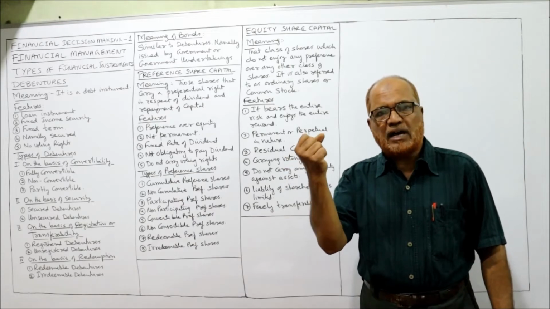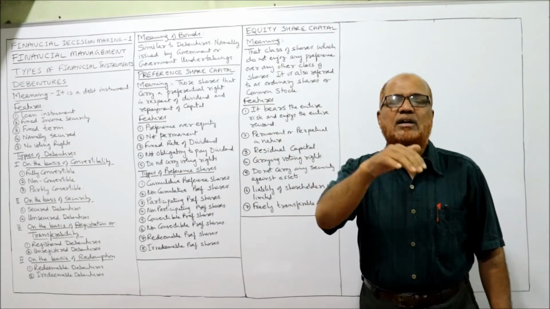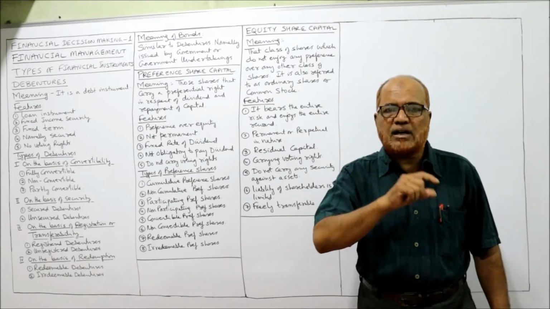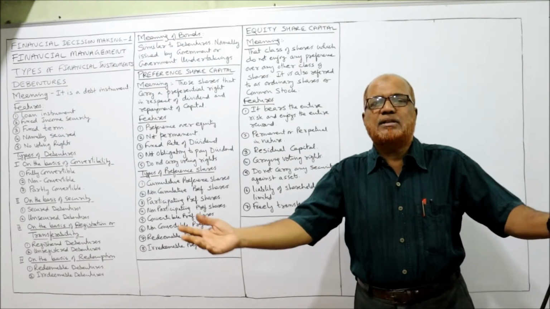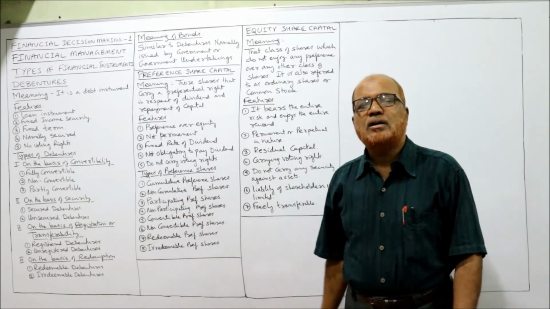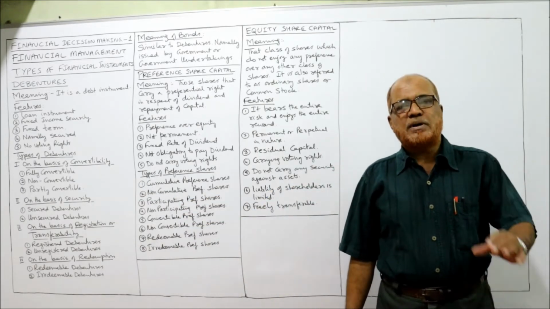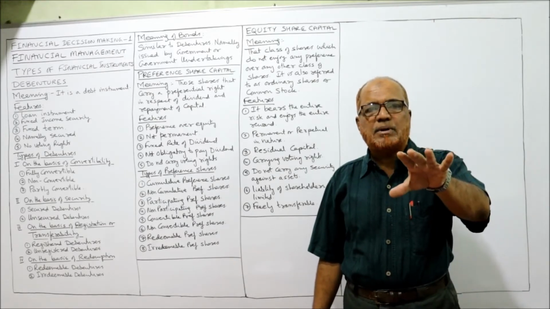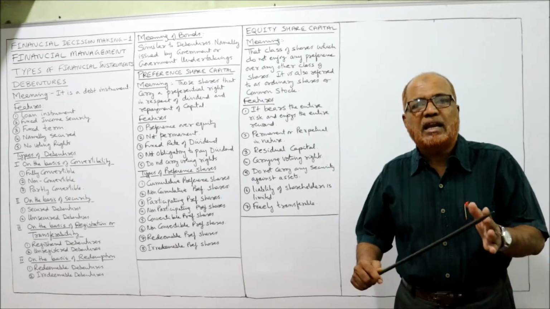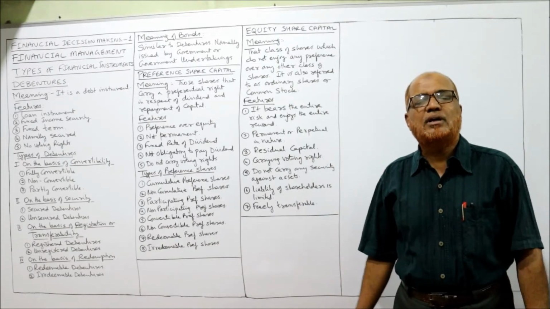The holder of the debenture will have the right to get the debentures converted into equity shares. If this right is given by the company to the debenture holder, the debentures are called convertible debentures. Next comes non-convertible debentures. Specifically, it is given that these debentures will remain debentures only till maturity. They will never be converted into equity shares.